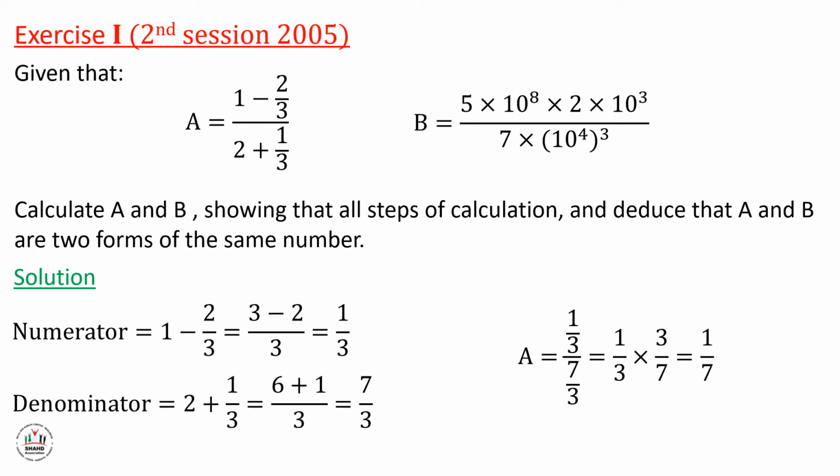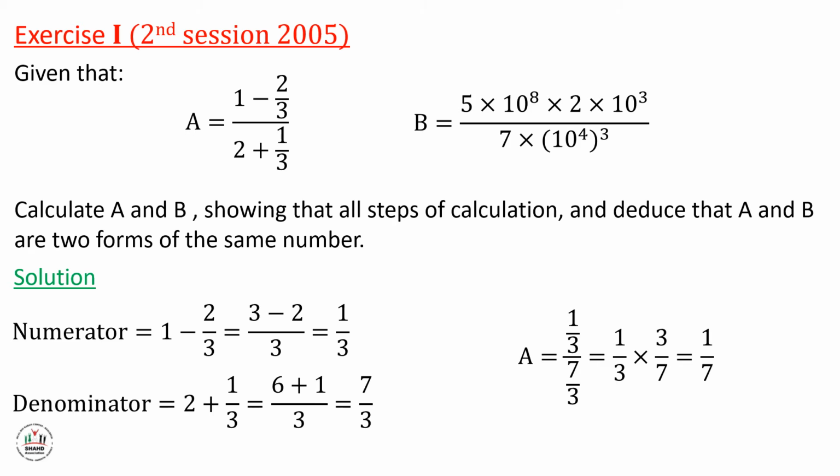Now you can write the numerator over the denominator, 1 over 3 over 7 over 3. You can directly cancel the denominators with each other because they are equal, or you can use the ordinary way and revise the second fraction. So 1 over 3 times 3 over 7, and that's equal to 1 over 7. So A is equal to 1 over 7.